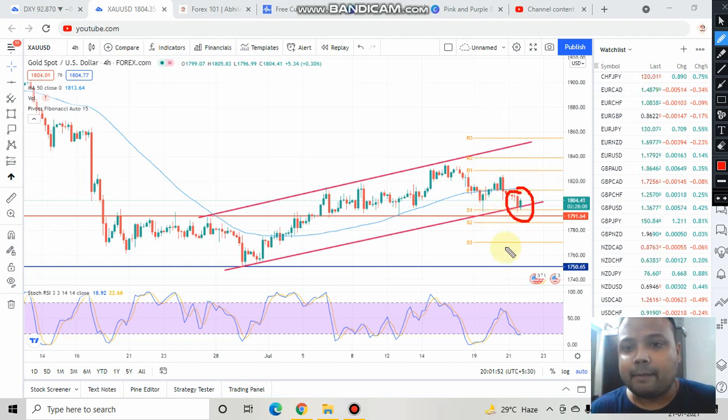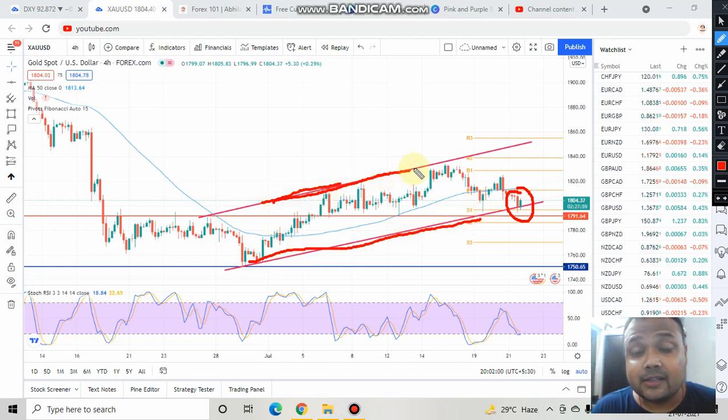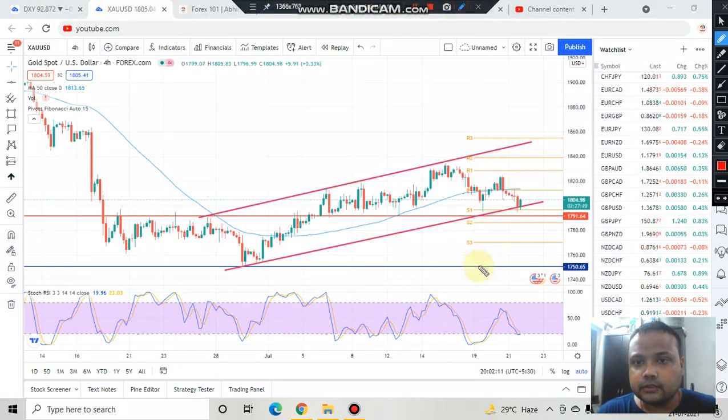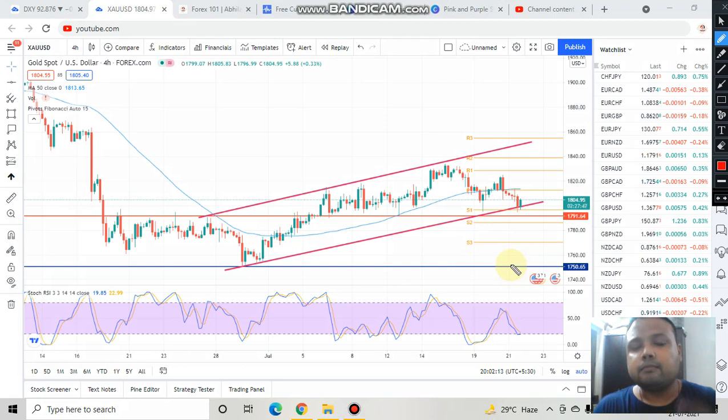Therefore, apart from these two levels, this trend line is acting as a support for the market, and this trend line is acting as a resistance for the market. And right now market is just standing at the support only. So as of now, these two lines are not required. I'll just request you to draw these trend lines so that you can take the proper position in the market.